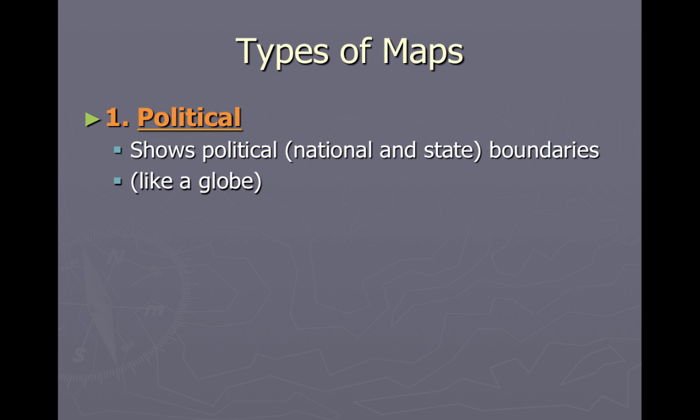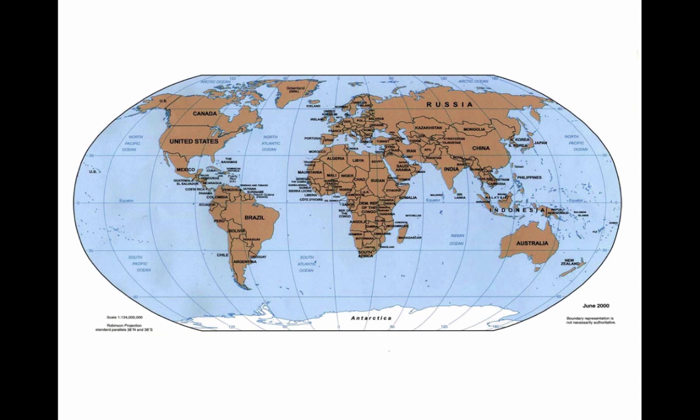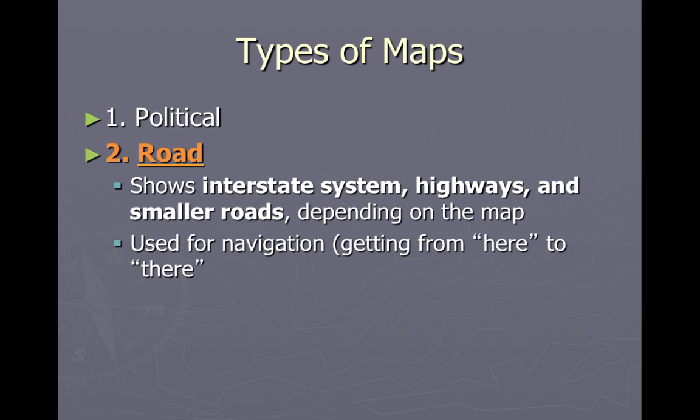There's a lot of different types of maps. We use maps for so many things. There are political maps, which just show you the names of the countries. Notice how distorted Antarctica is at the bottom. We'll get to that in a minute.